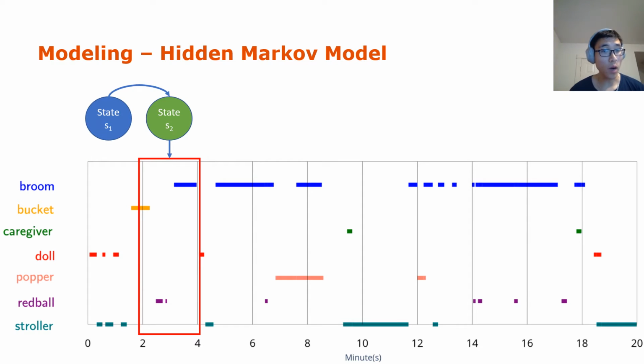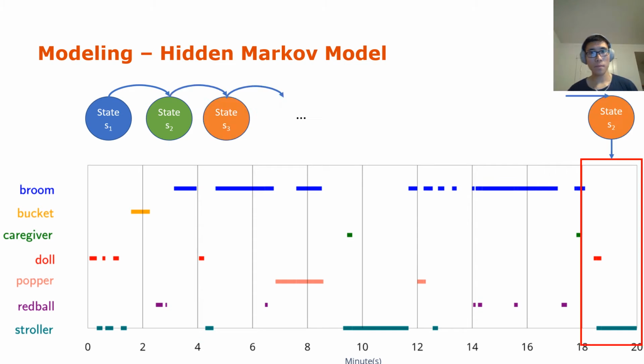When the infant moves on to the next play state, the only influencing factor here is the previous play state. And each new play state will generate a new set of observable features as we described. Our goal here is to learn the state sequence for each infant's play session.